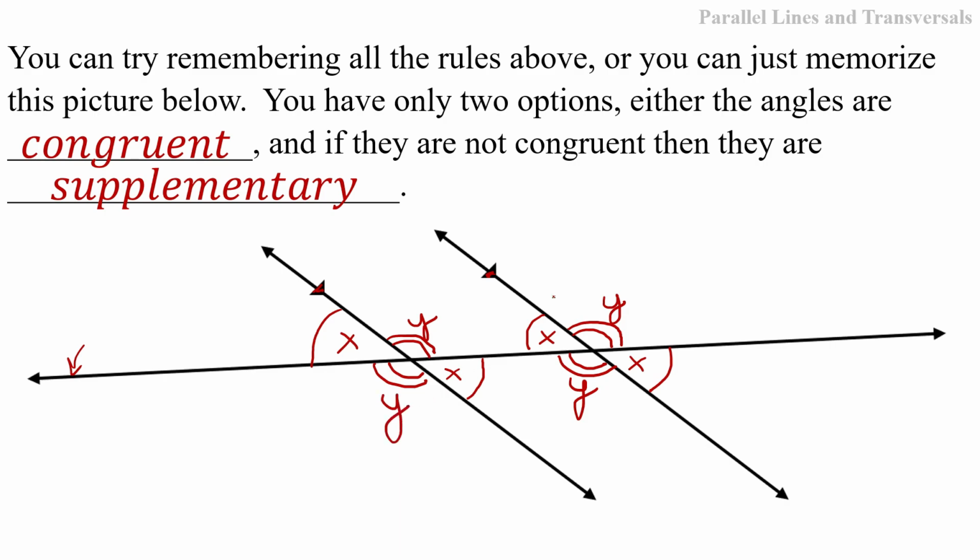Okay, so either they're going to be equal, or if they're not equal, for example, if I pick this top right here and this bottom right here angle, well, they're not equal, but they are going to add up to 180. Okay, so either they are equal or they add up to 180 degrees. And that's the way I do it.